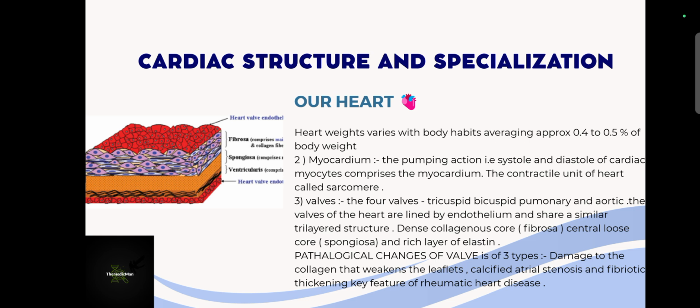Pathologically, changes of the valve are of three types: it can damage the collagen, which weakens the leaflets, and thereafter the murmur sound of the heart is heard. Then there is calcific aortic stenosis, which can be seen in Lay's disease, and fibrotic thickening, a key feature of rheumatic heart disease.